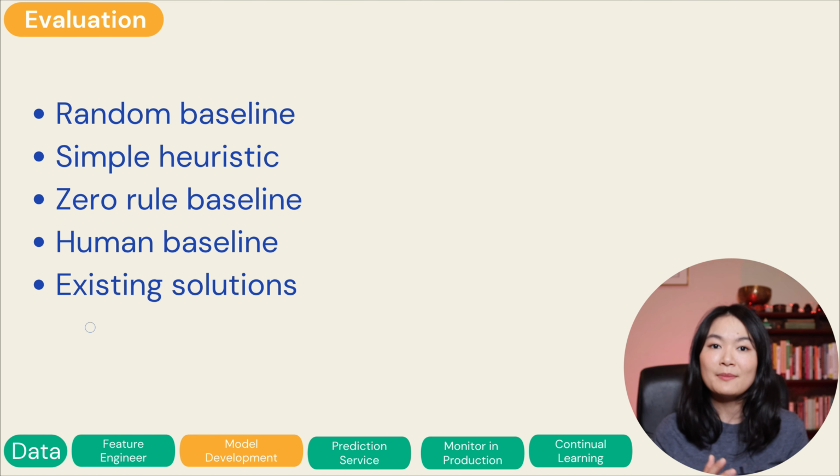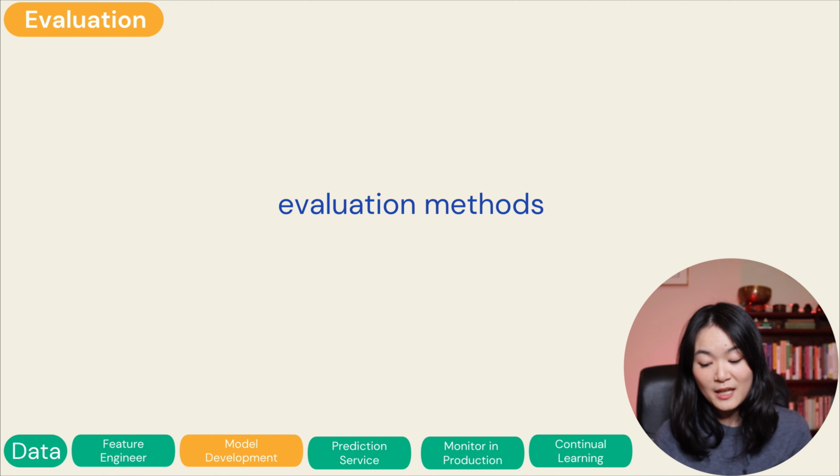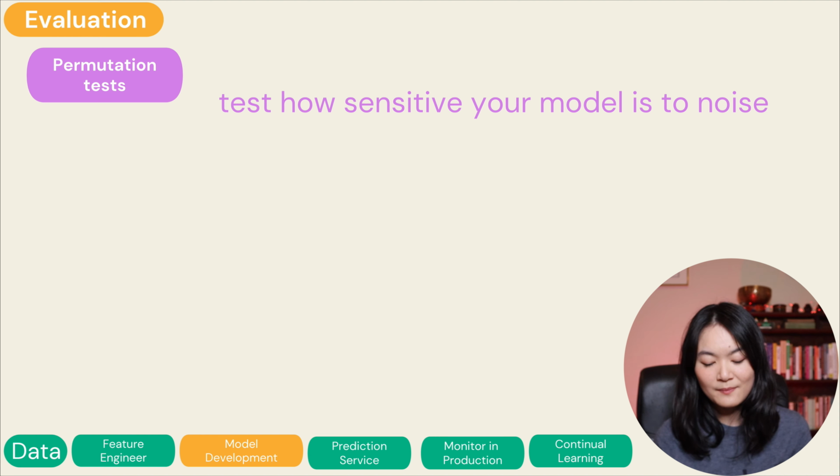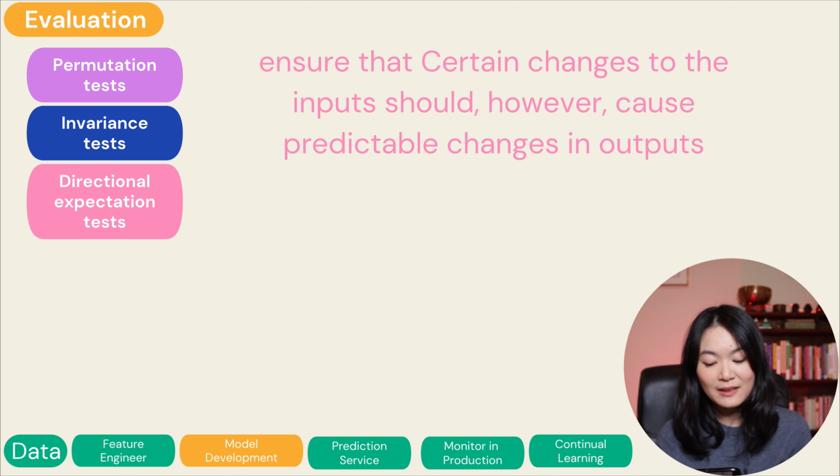When evaluating a model, it is essential to know the baseline you are evaluating it against. You can use random baseline, simple heuristics, zero-rule baseline, human baseline, and existing solutions. There are some common methods to evaluate your model beyond overall accuracy metrics. Perturbation tests test how sensitive a model is to noise. Invariance tests make sure certain changes to the input should not lead to any changes in the output. Directional inspection test ensures that certain changes in the input should indeed cause predictable changes in outputs.